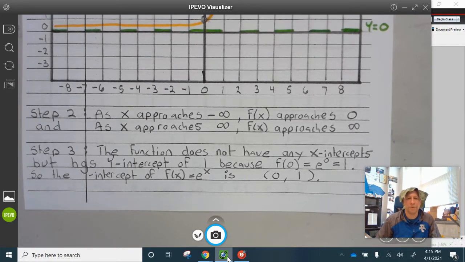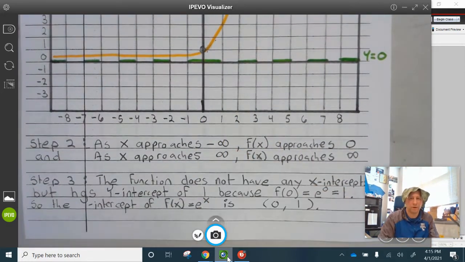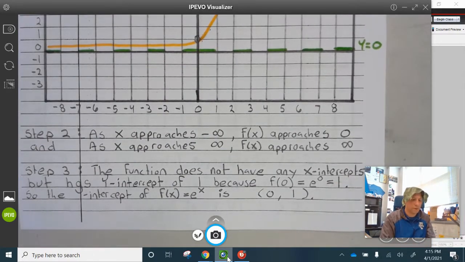Step 3, the function does not have any x-intercepts, but it does have a y-intercept of 1 because f of 0 equals e to the 0 equals 1. So the y-intercept of f of x equals e to the x is 0, 1, which is this point right here. Okay? All right, go ahead and finish up example 1.